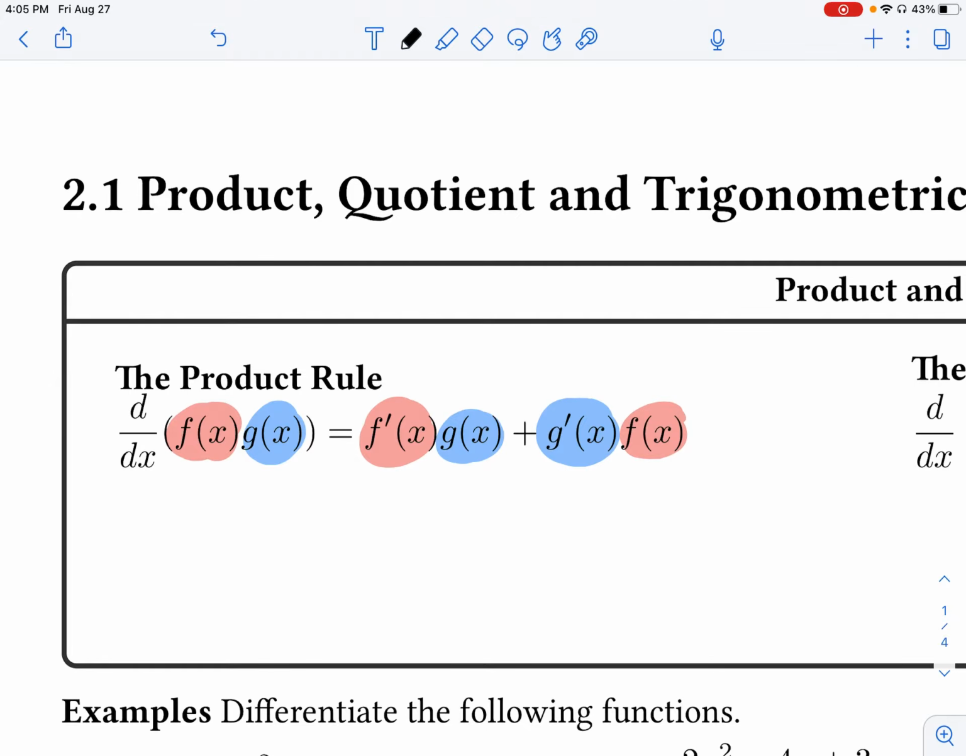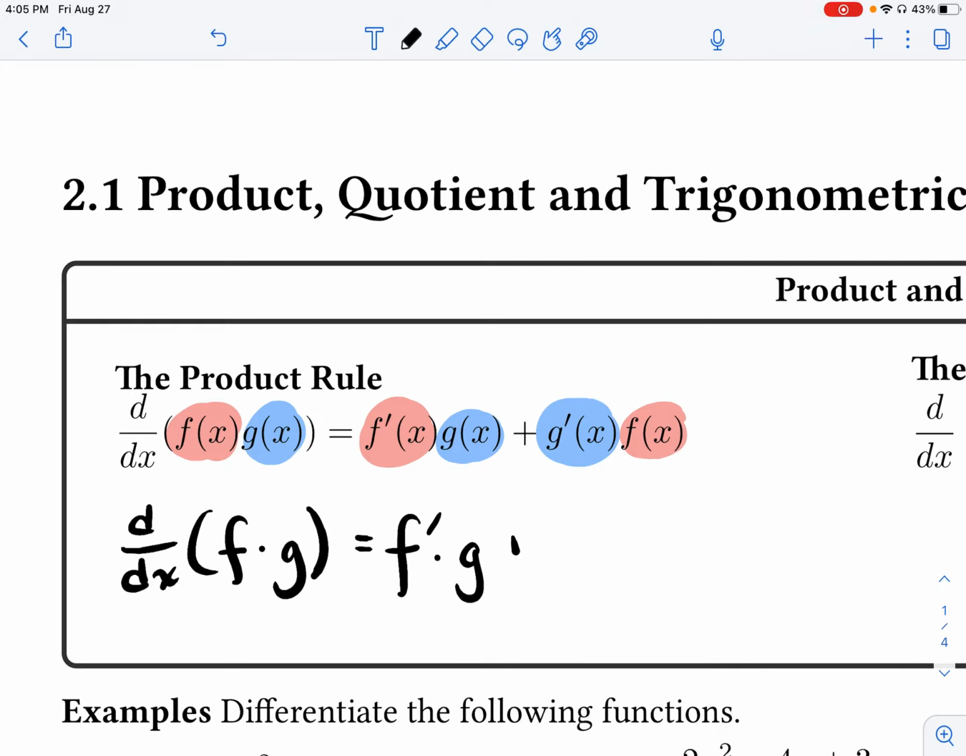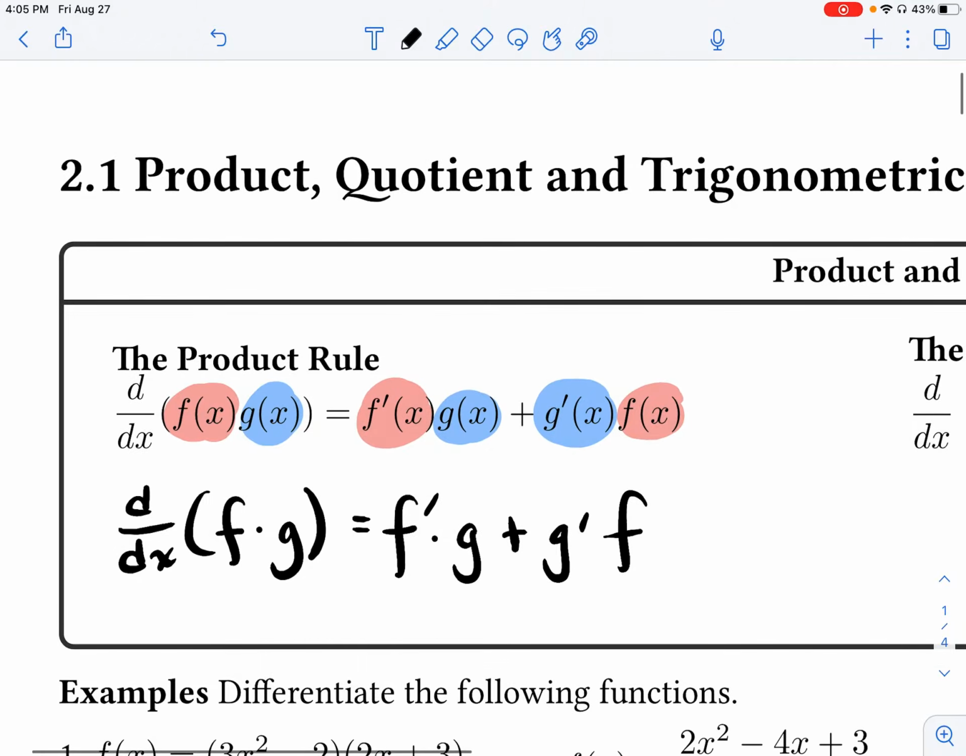So what this rule is effectively saying is that when we're finding the derivative of f times g, we can write this simply as f prime times g plus g prime times f. So the derivative of the first times the second, plus the derivative of the second times the first function. So that's effectively it. Let's take a look at an example here.